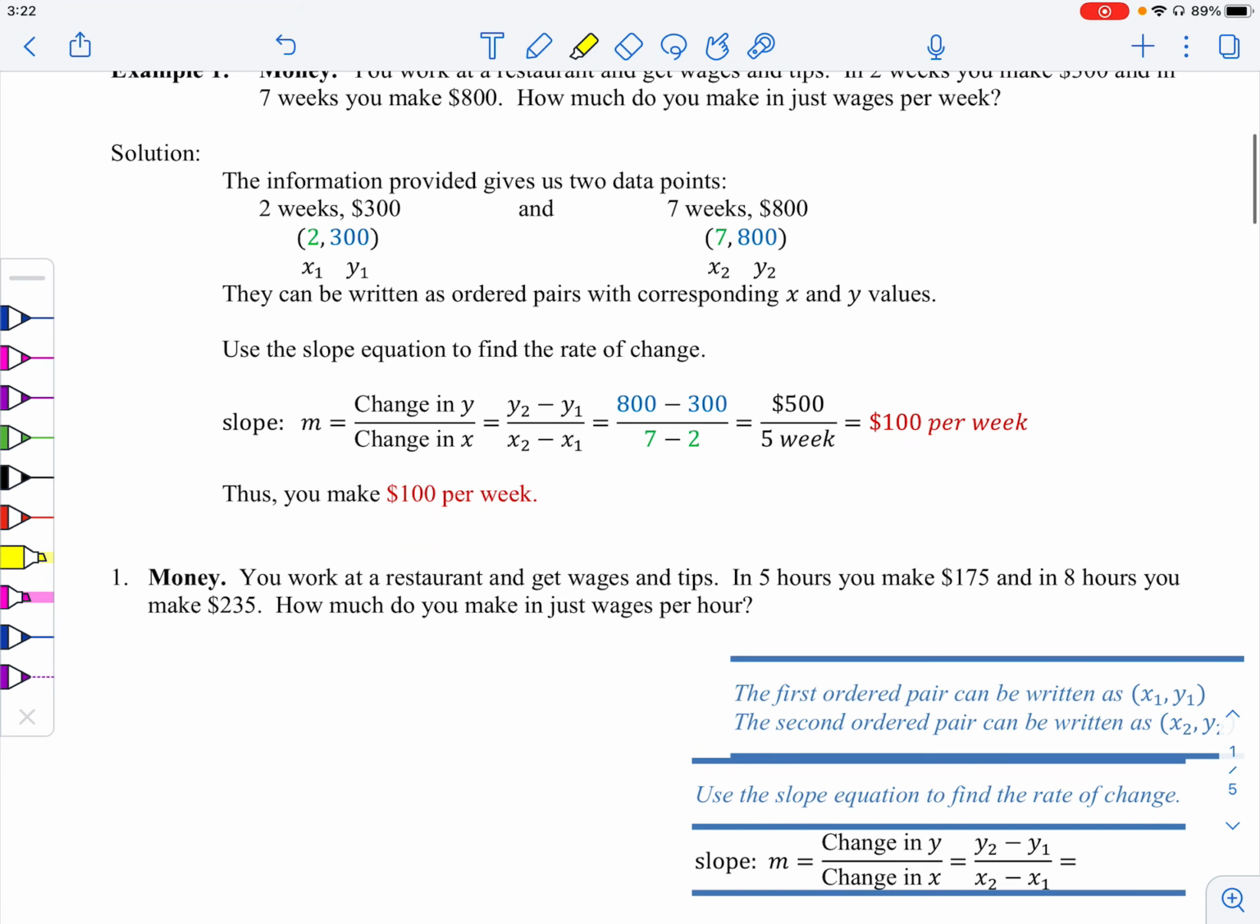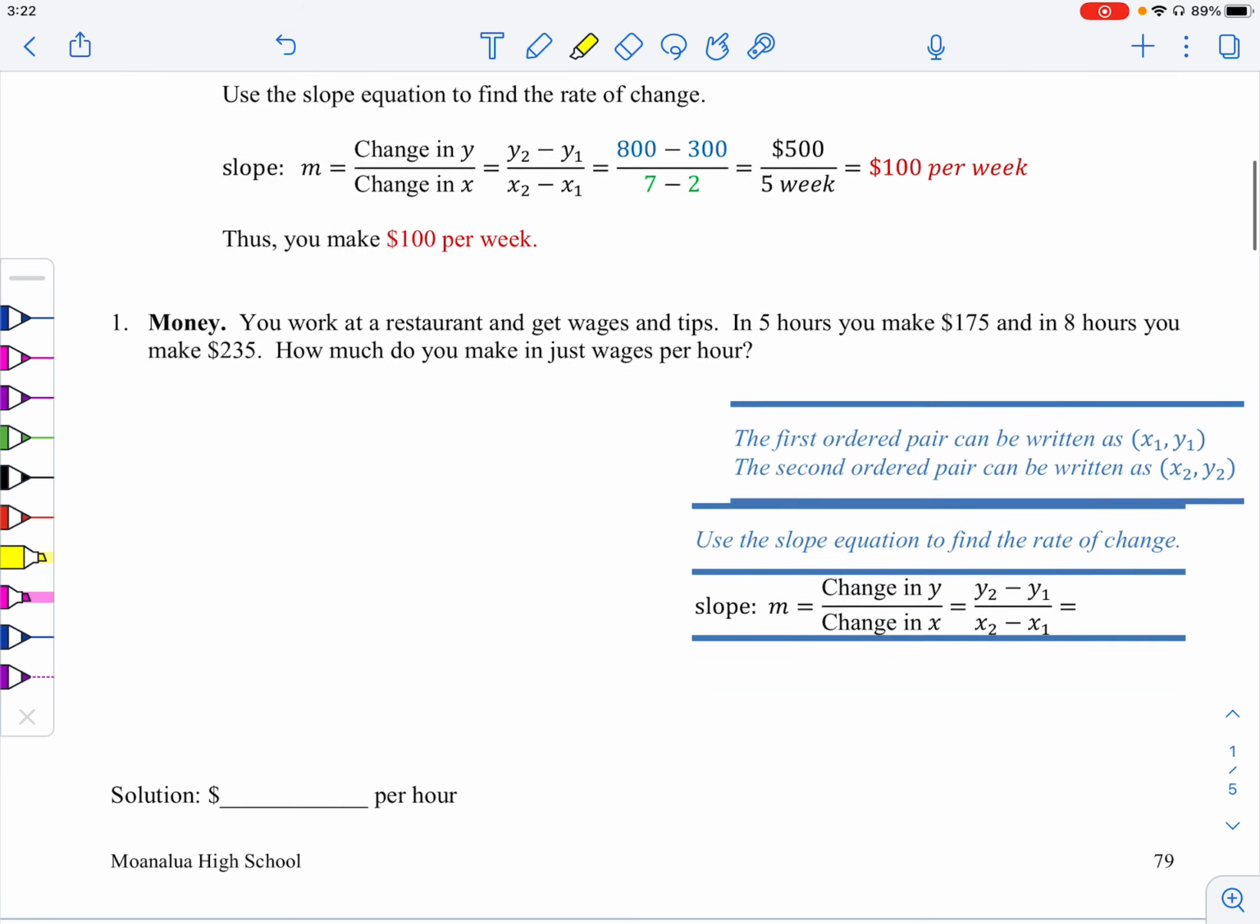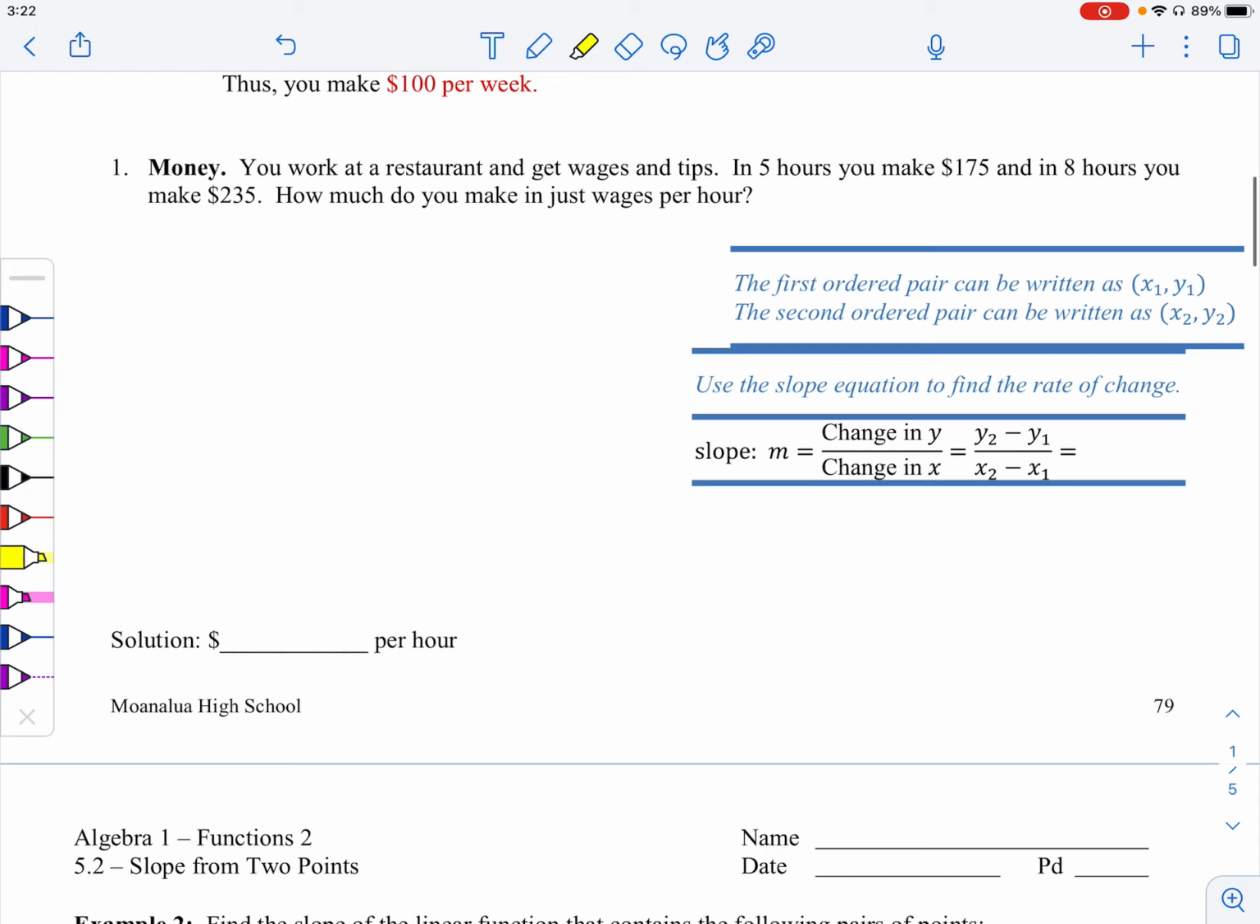So money, you work at a restaurant and get wages and tips. In 5 hours, you make $175, and in 8 hours, you make $235. How much money do you make in just wages per hour? Okay, so let's look at our ordered pairs. So we have our data points, right? So we have 5 hours, 175.